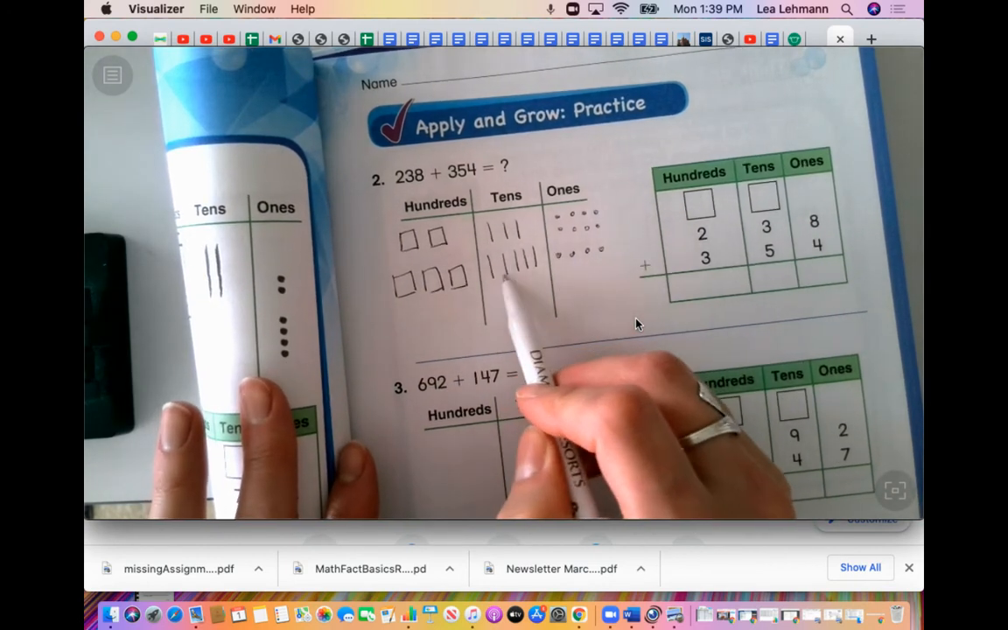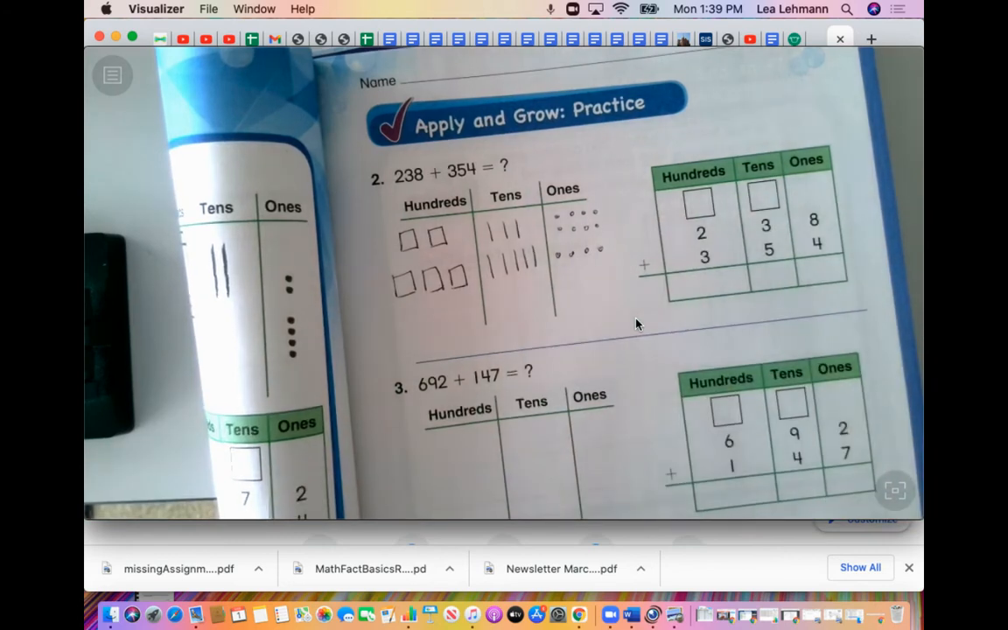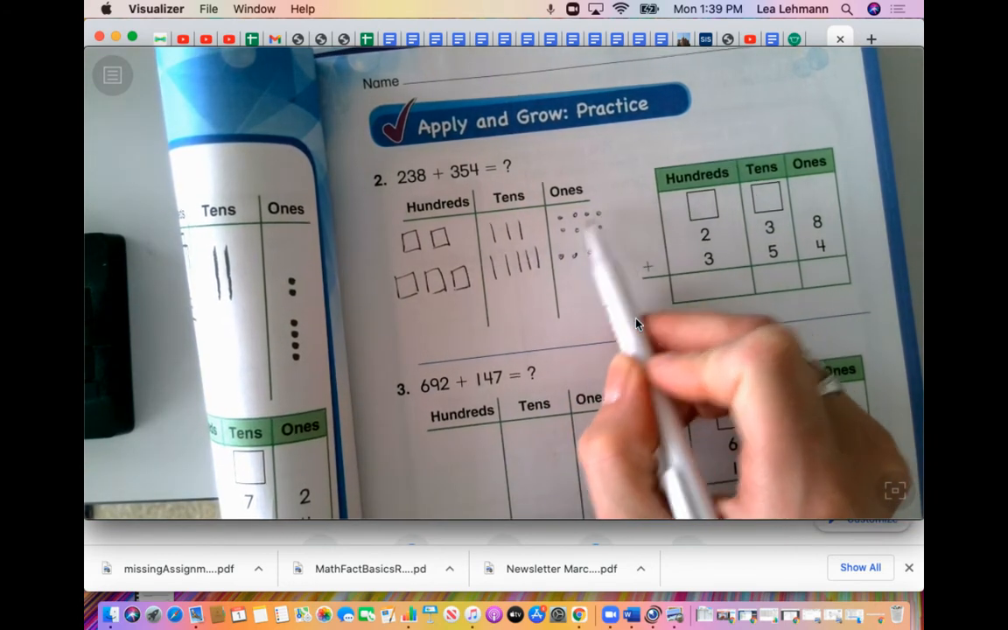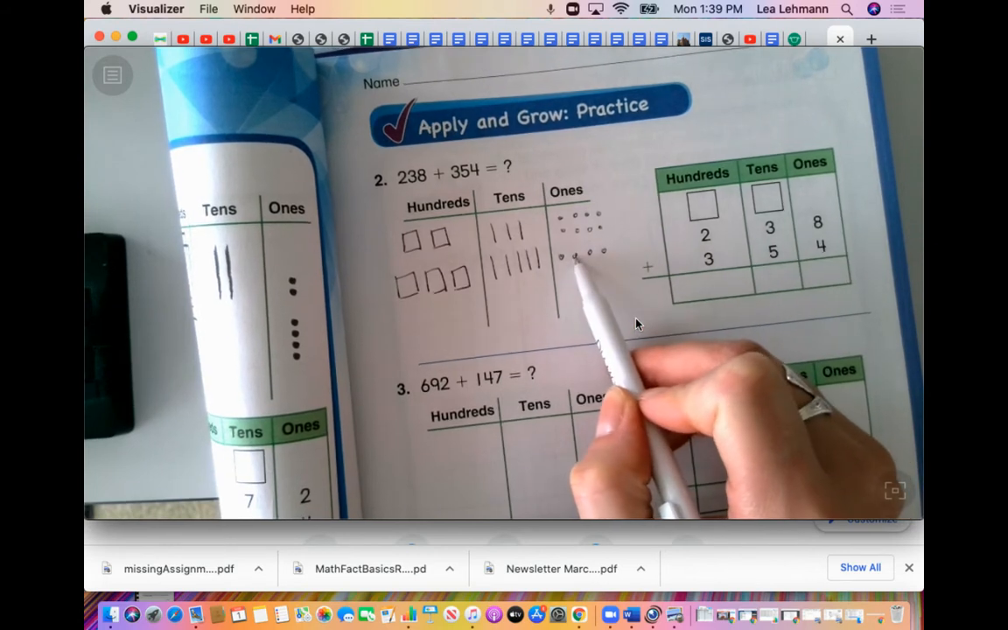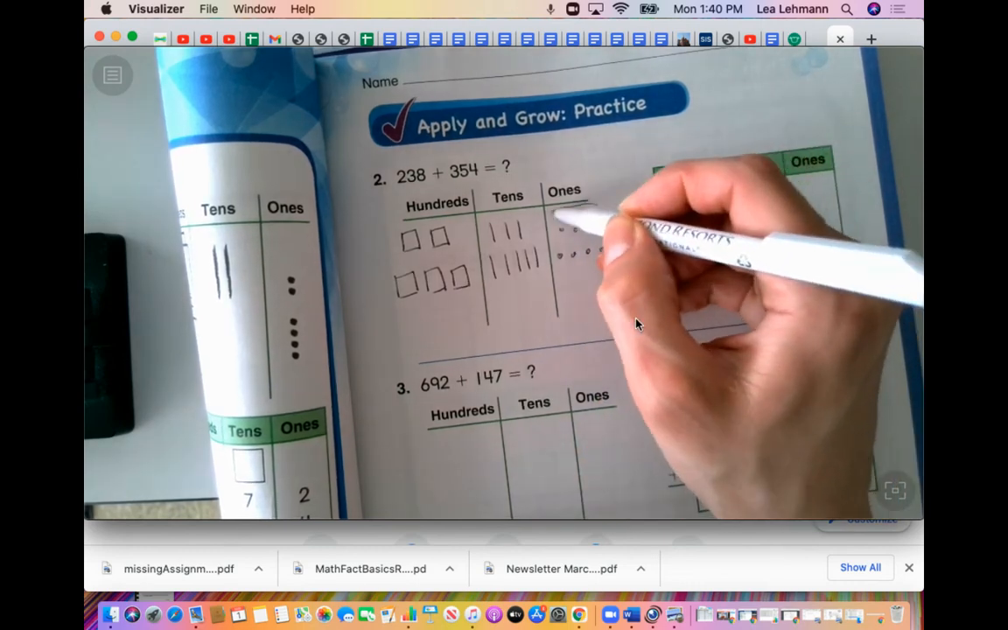1, 2, 3, 4, 5, 6, 7, 8. Can I make that a 100 or anything? No. No, let's see. Can I make this 1, 2, 3, 4, 5, 6, 7, 8, 9, 10? Ooh. Can I make that something else? I can. So I'm going to circle 10 of these little guys.